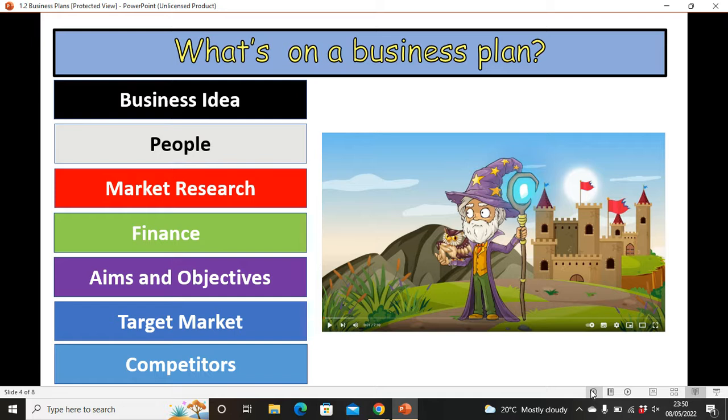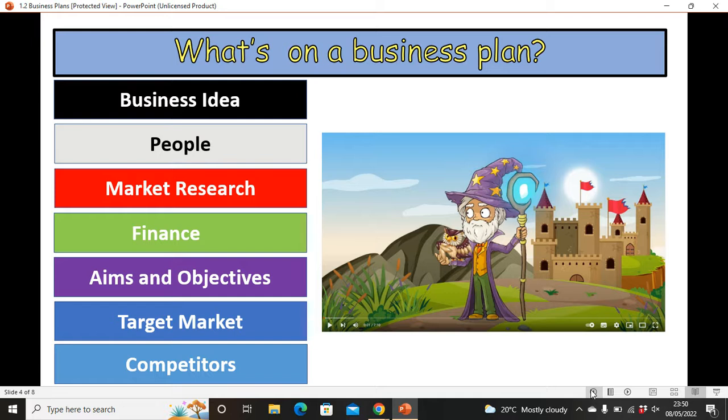Then you might have market research, which is identifying your target market: who are they, what needs does your product or service meet, whether you can carry out primary or secondary research, how you're going to segment your market, and how you're going to do the 4Ps, which goes on to target market in a few items below.